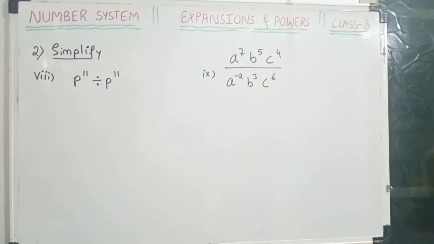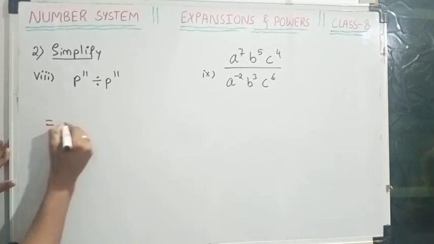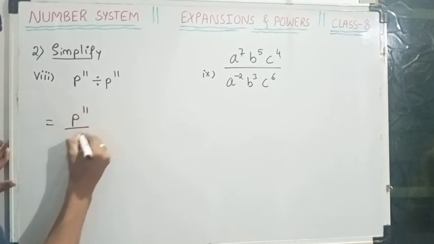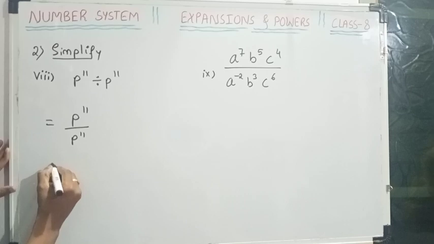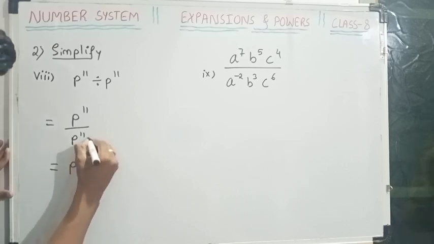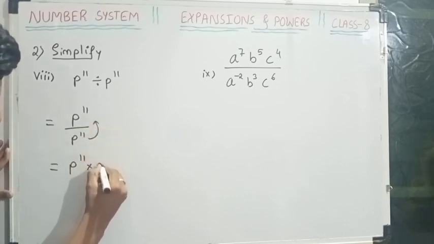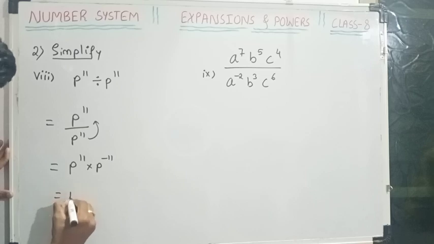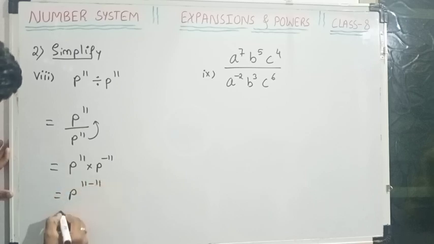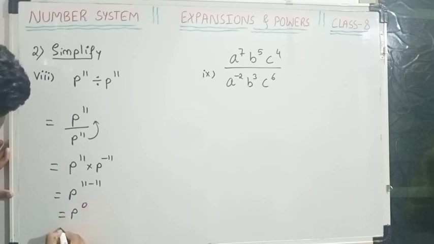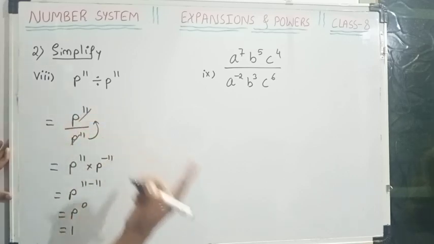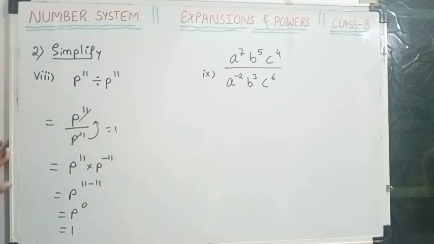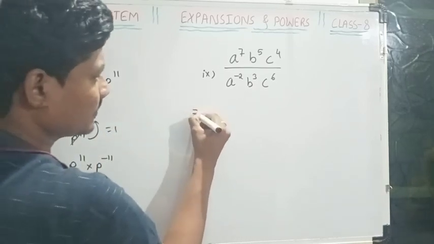Here we go with the next question. p to the power 11 divided by p to the power 11. I'll take p to the power 11 to the top numerator, p to the power minus 11. p to the power 11 minus 11. What is that? p to the power 0. We know that anything raised to the power 0 is 1. We can also cancel here directly. p to the power 11 divided by p to the power 11, 1. We'll get the answer also.